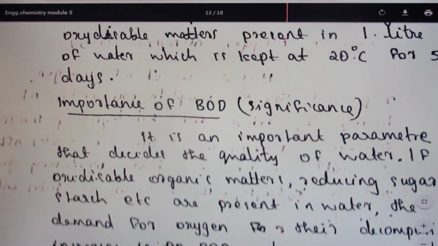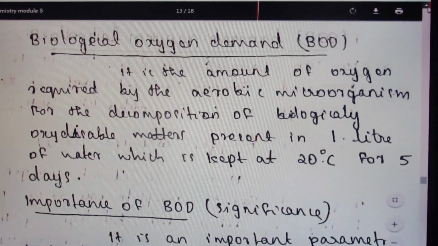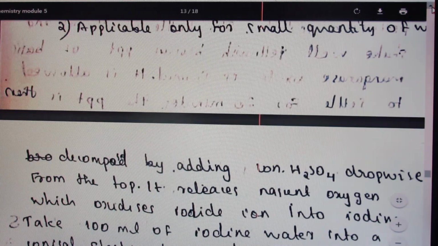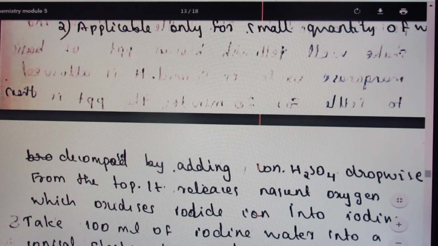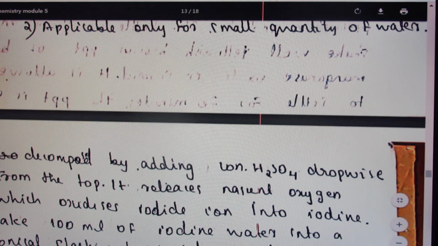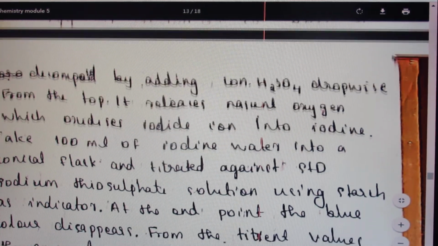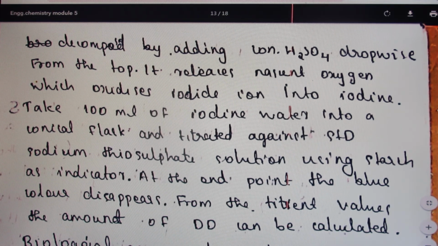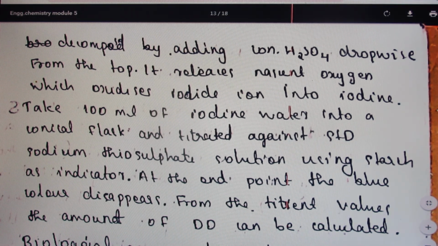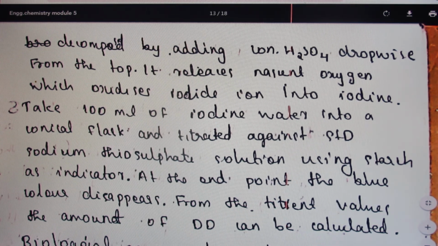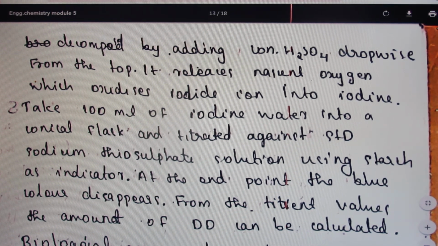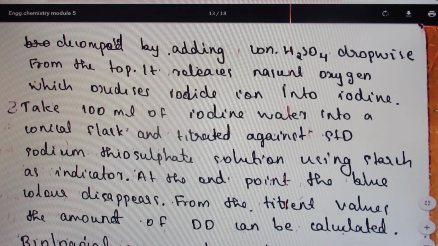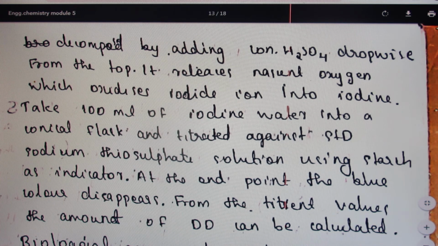The precipitate formed is decomposed by adding concentrated sulfuric acid drop by drop. It releases nascent oxygen, which oxidizes the iodide ion into iodine. Okay, so concentrated sulfuric acid is added. The precipitate disappears and we can see the brown solution while doing the experiment.